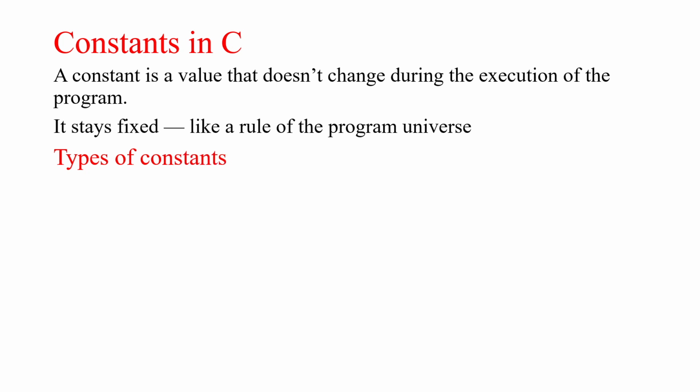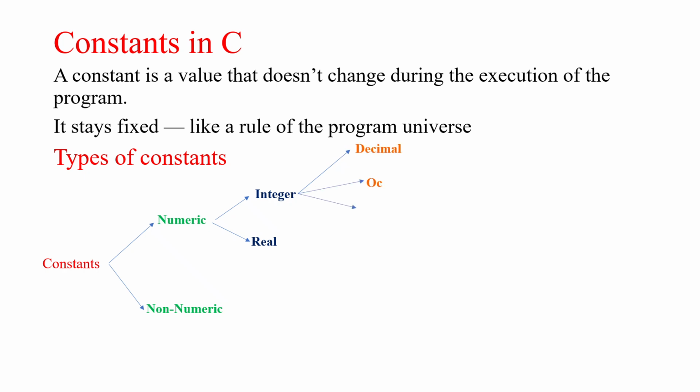Constants are mainly divided into two types: numeric constants and non-numeric constants. Numeric are further divided into integer and real. Integer are divided into decimal, octal, and hexadecimal. Real are divided into fixed form and exponential form. Non-numeric are divided into character and string.